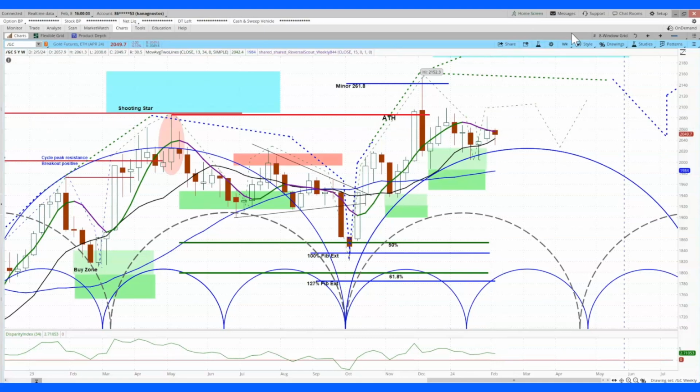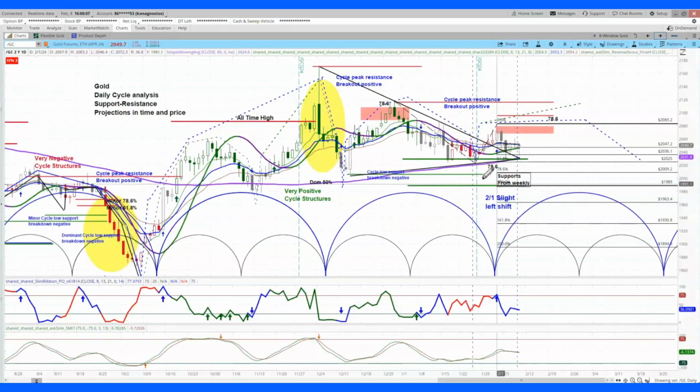So that's an overview. Now we're going to switch over to the daily chart. Here you will see that we are coming out of the daily cycle timing window into the rising phase of this cycle. Our reversal scout has turned positive right here, and our slim ribbon has improved from negative to neutral. Now, this prior cycle retraced down to the 78.6% fib. That's this green line right here.